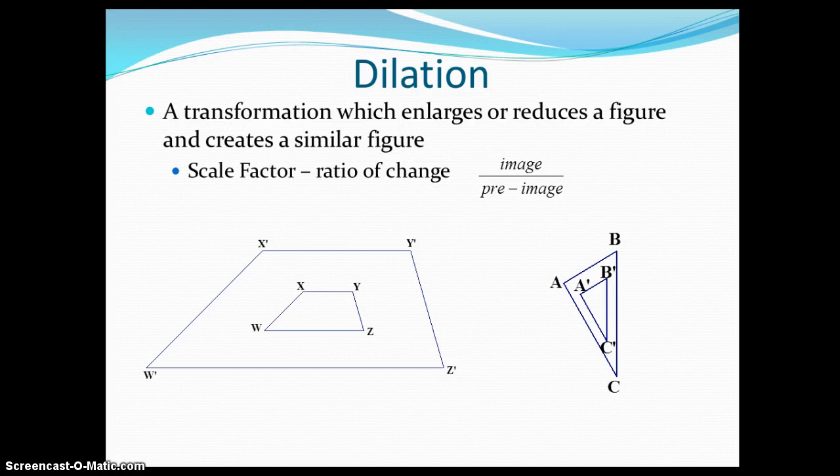The last one is a dilation, and a dilation is a transformation which enlarges or reduces the figure and creates a similar figure. A dilation is not an isometry because it makes the figure bigger or smaller. It is similar, and we talked about similar figures in Chapter 7, but it is not the same. And we also know that we can find the scale factor, or the ratio of change, by dividing the image by the pre-image. That'll tell us our scale factor, how much things were enlarged or reduced.